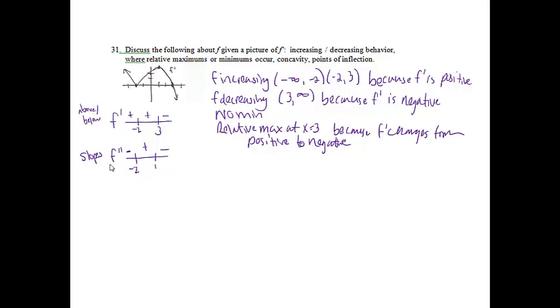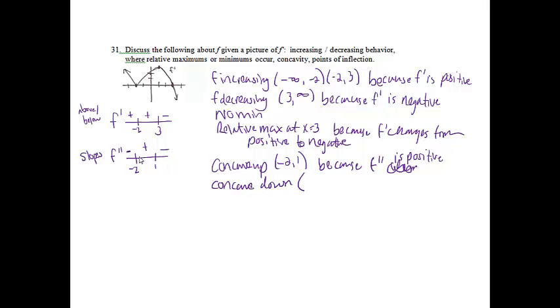Okay, concavity is the second derivative, so we're going to be concave up on the interval from negative 2 to 1, and that would be because f double prime is positive. Okay, and then where is it concave down? Concave down would be where f double prime is negative, which would be negative infinity to negative 2, and then again from 1 to infinity, and that's because f double prime is negative.